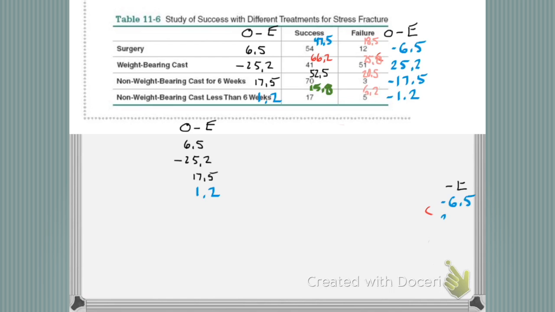Yeah, this is where Sasha starts talking. What's that car that Ford makes? Focus. I have my observed minus my expected.